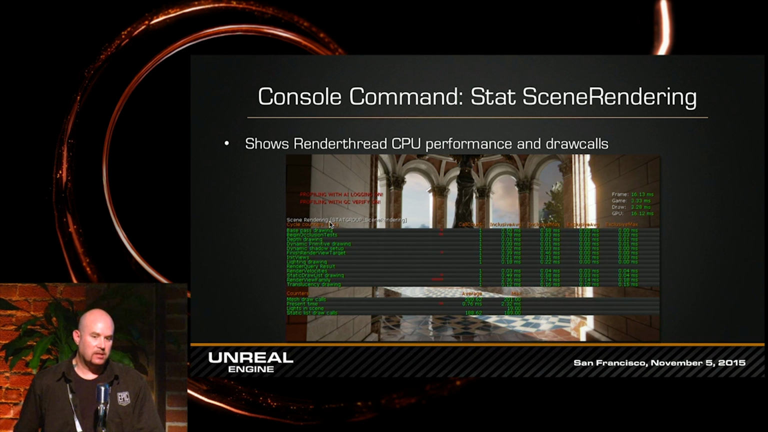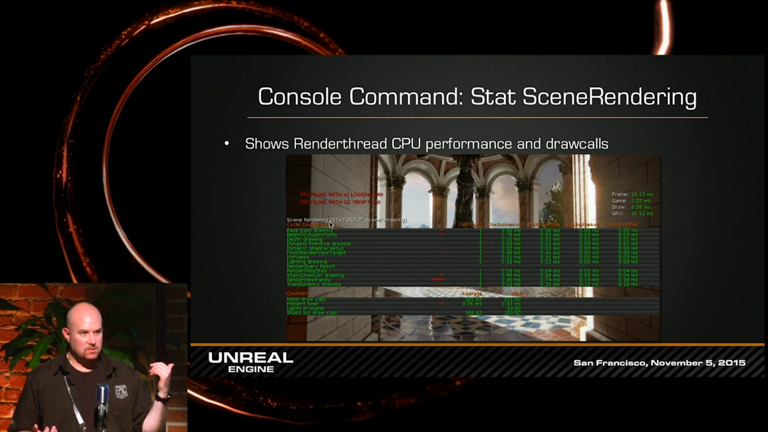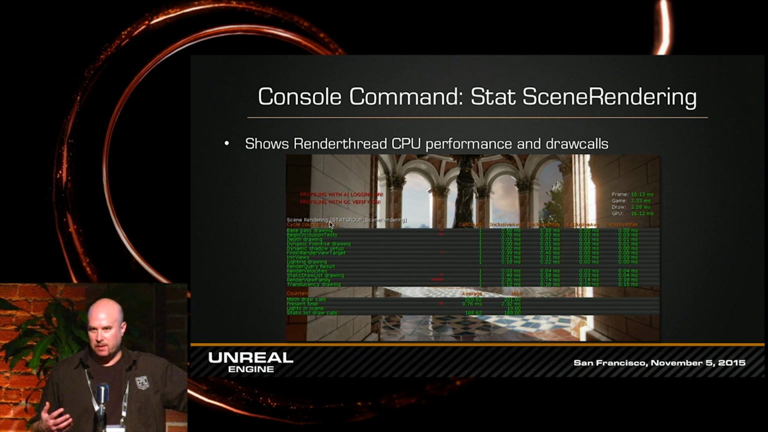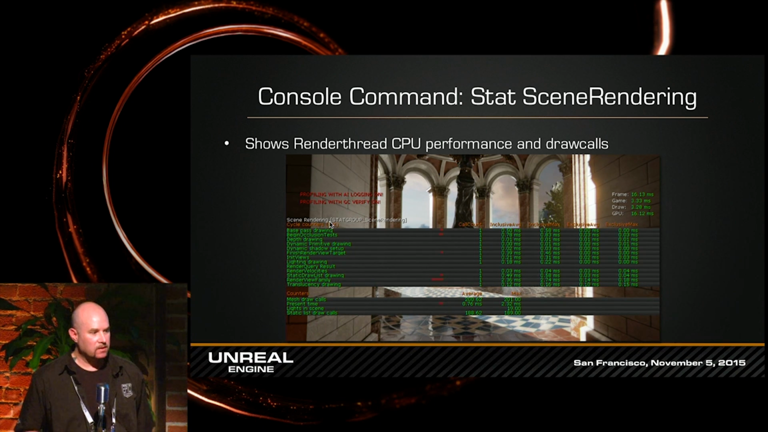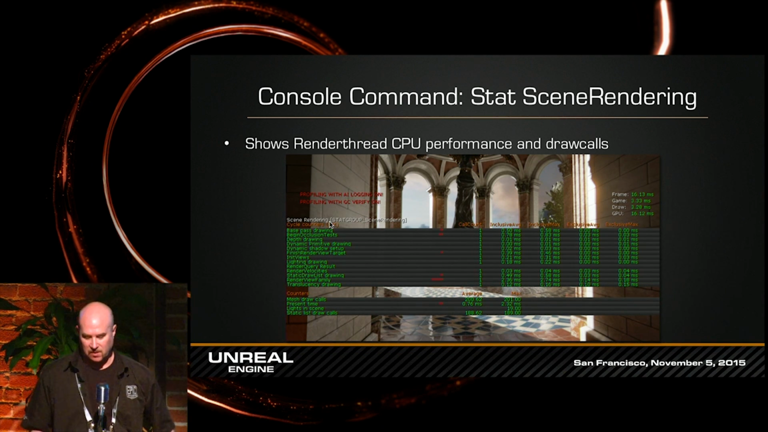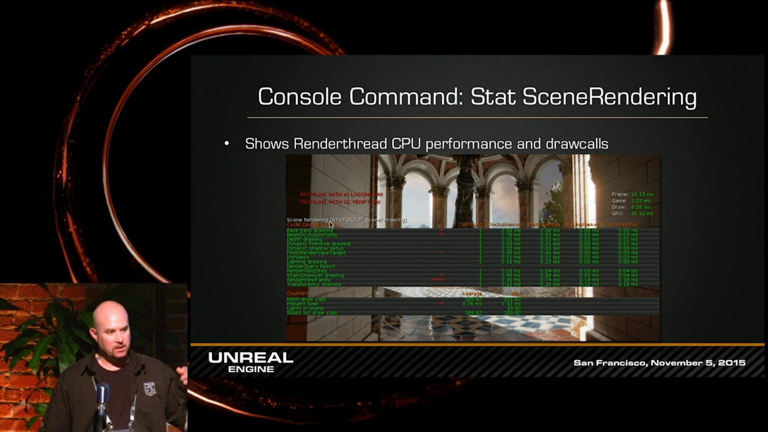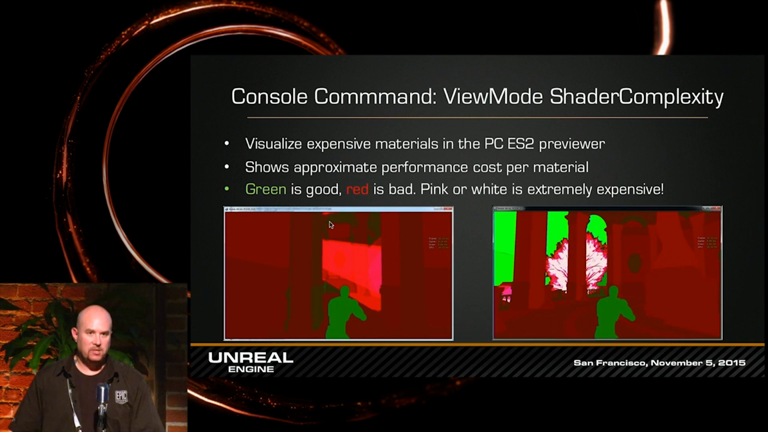Stat scene rendering, if you want to look at the render thread performance, that's basically all the draw calls, the OpenGL API, the driver overhead will come from this. This is the part that any API like Metal would help. It helps on these times. The different passes we do during scene rendering. In this case, the rendering thread was fine. So we go on to the GPU.